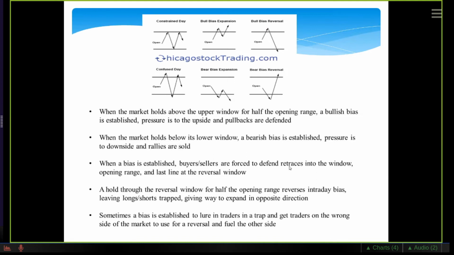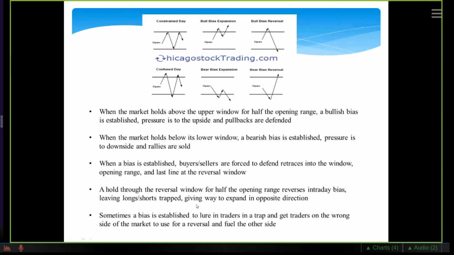But in order to reverse its bearish bias, there needs to be a sign of demand, with at least 5 minutes above the reversal window to reverse the bearish bias. So it's not just a stop run, it's based off of time. How much time does the market spend? A hold through the reversal window for half of the opening range reverses the intraday bias, leaving longs and shorts trapped and giving way to expansion in the opposite direction.